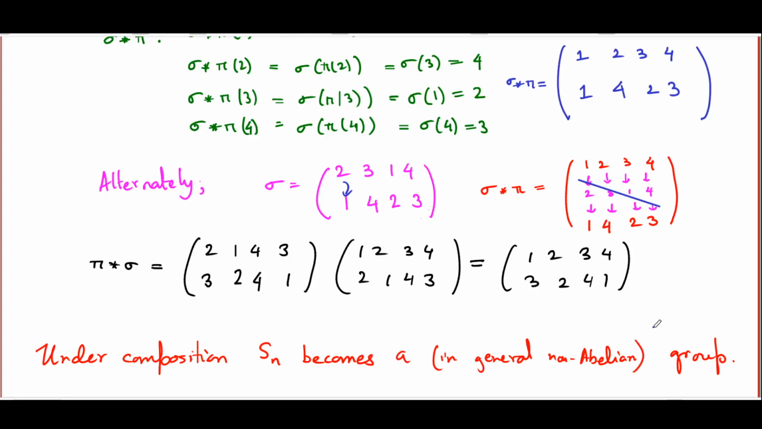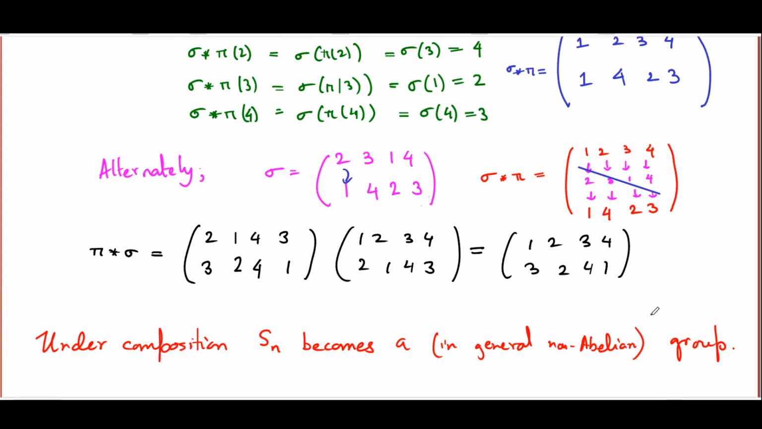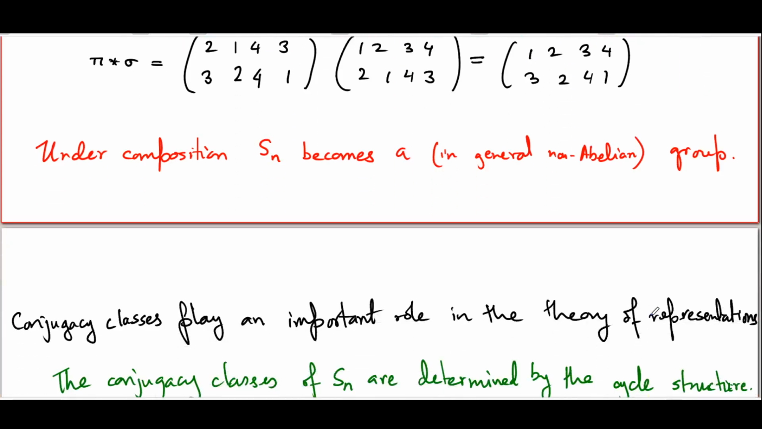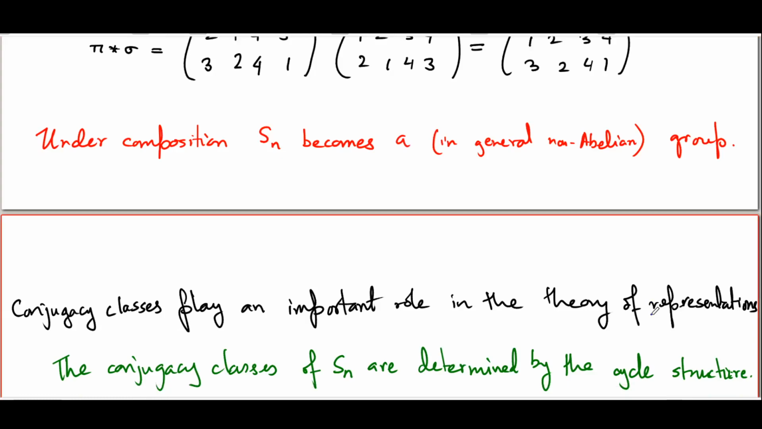As you can see in this example, S4 is obviously non-abelian because sigma star pi and pi star sigma, these two products, differ from each other. What we are interested in, of course, is the theory of representations of Sn. And as you may recall from our previous study of representation theory, conjugacy classes play a very important role in the theory of representations. Now, in general, figuring out the conjugacy classes of a given group can be quite laborious.